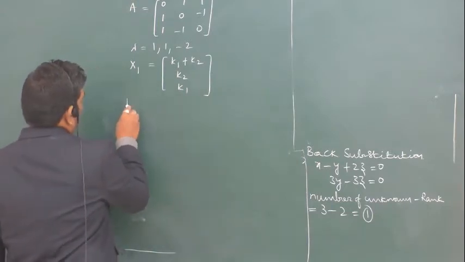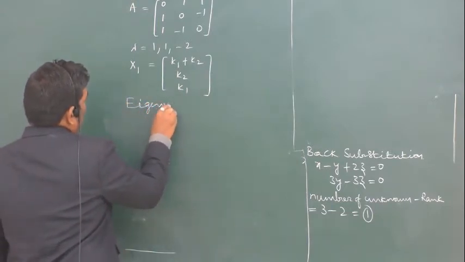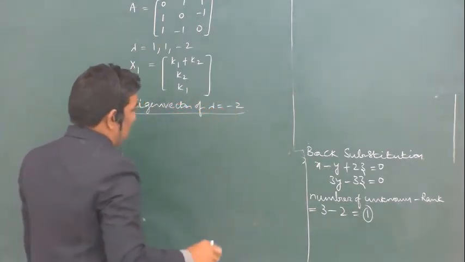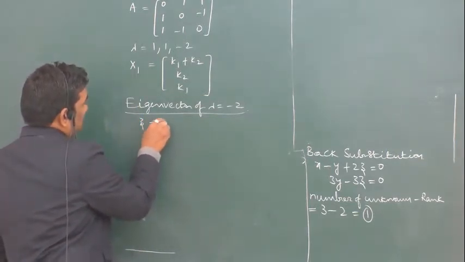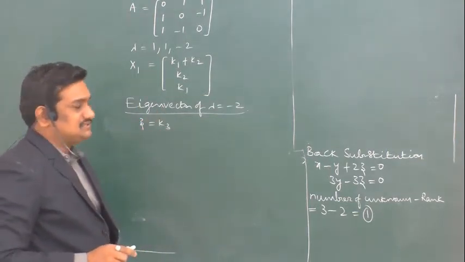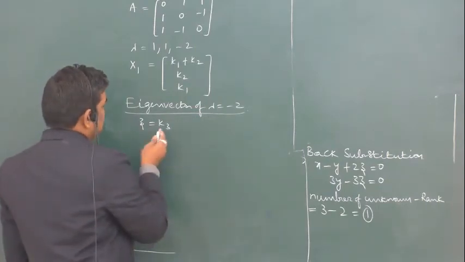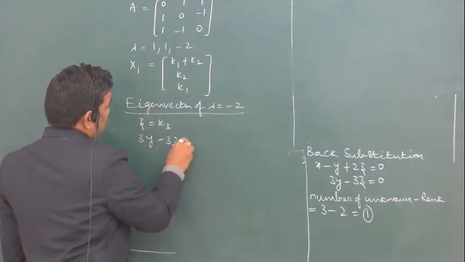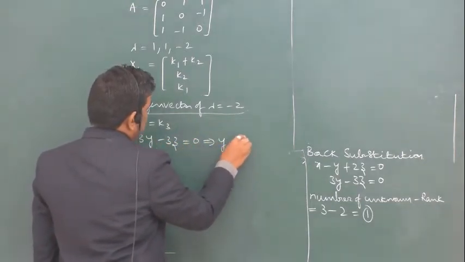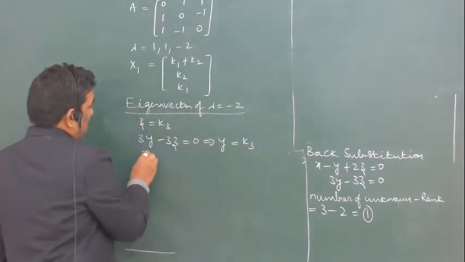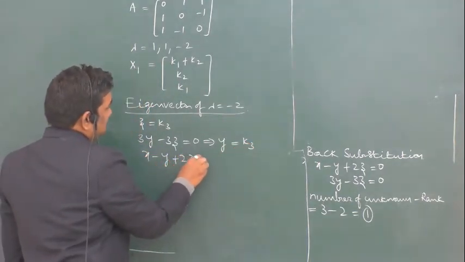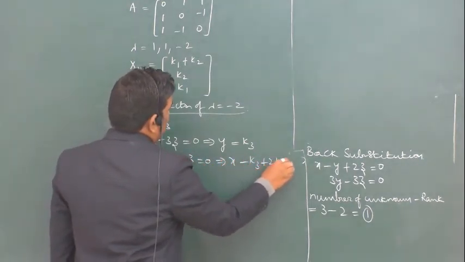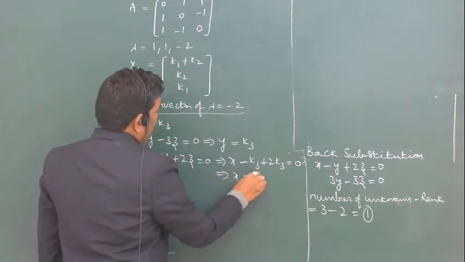I will consider the eigenvector of minus 2. I will consider z as some k3. You can suppose y also. I have taken z as k3, then 3y minus 3z equals 0. It implies y equals z, and the z value is k3, and we have x minus y plus 2z equals 0. It implies x minus k3 plus 2k3 is 0. It implies x equals minus k3.